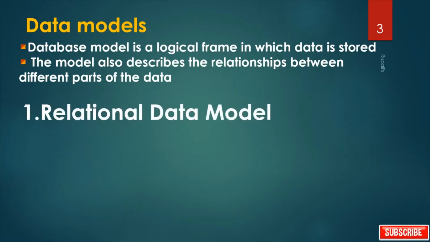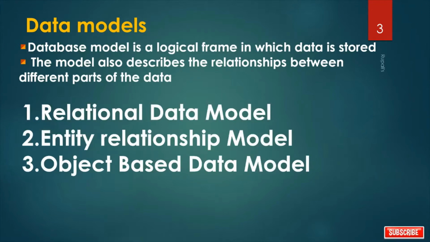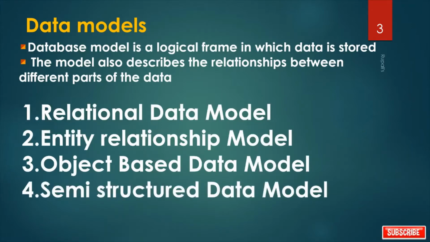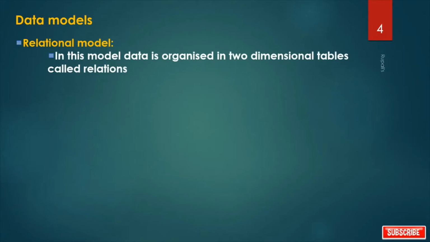First, relational data model, entity relationship model, object-based data model, and semi-structured data model. We will discuss each and every model in detail later. First, the relational model. In this model, data is organized in two-dimensional tables called relations. So tables are called relations.